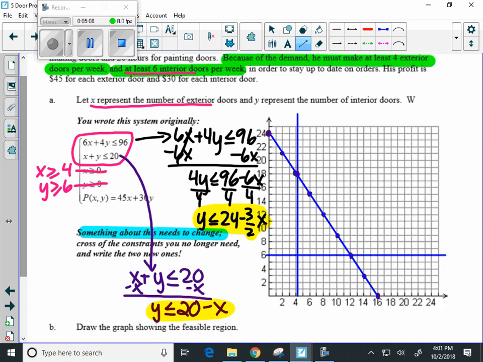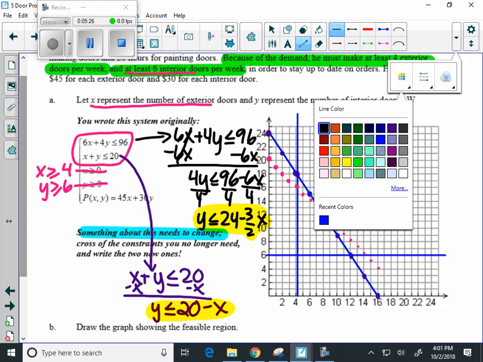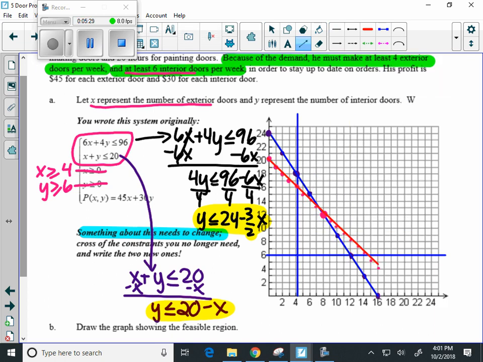Then we'll graph y is less than or equal to 20 minus x. So we'll start at 20, and this time our slope is down 1, right 1. Okay, so as we graph this one, let's see, back here. There is the 4 constraints graph.